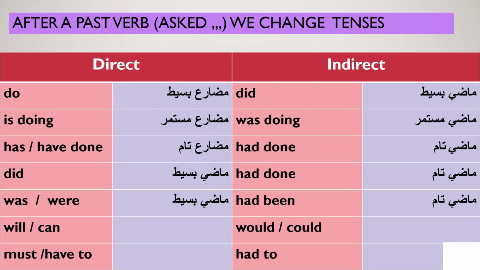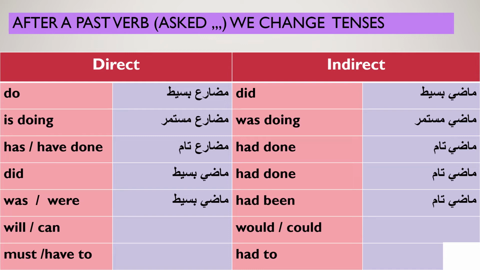If we have is doing, we use was doing, which is past continuous. So I mean to say that present continuous becomes past continuous. Have done or has done, which is present perfect, becomes had done, past perfect. Did becomes had done. Also, the past simple becomes past perfect.